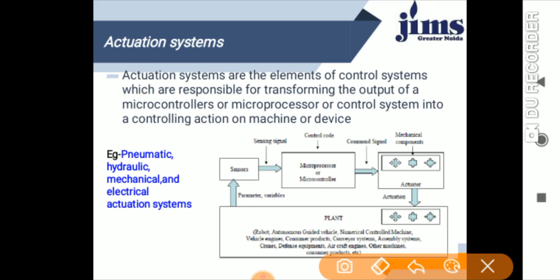Okay, see this. This is the sensor associated with the plant. The sensor will sense the signal and pass it to the microprocessor or microcontroller. That microcontroller will have the control codes, and it will pass the command signal to the actuators, where the mechanical components are mounted.